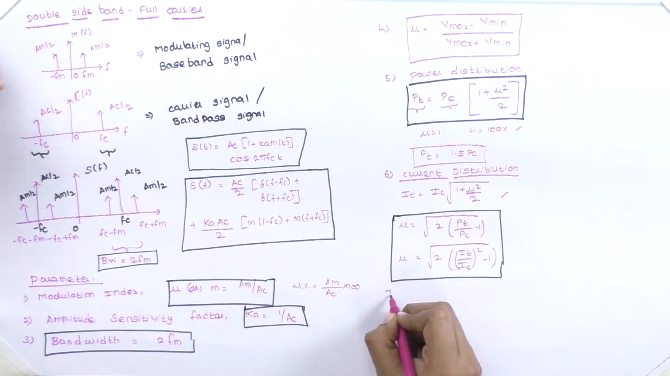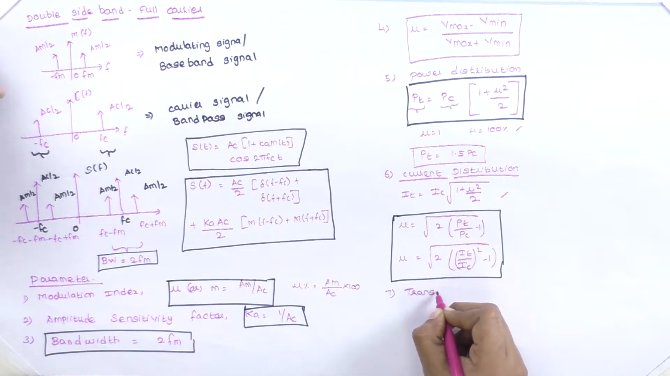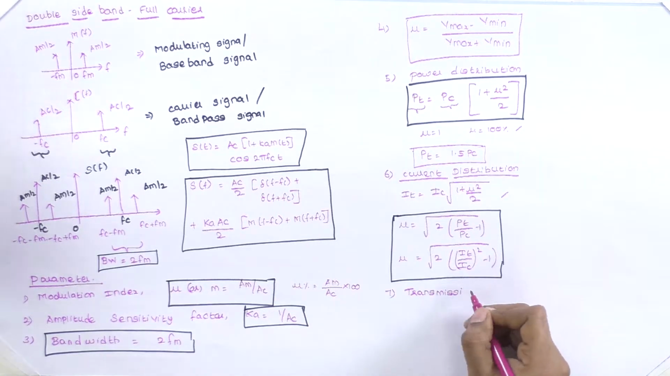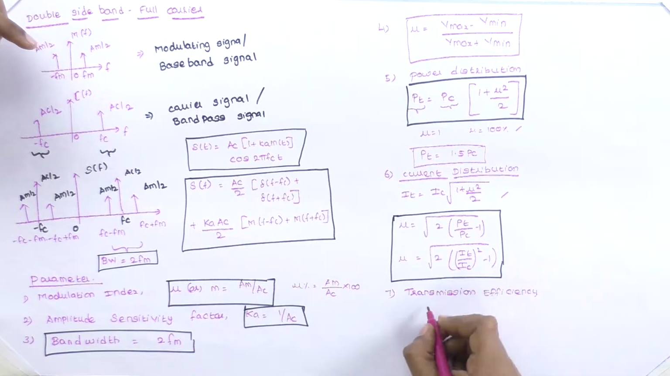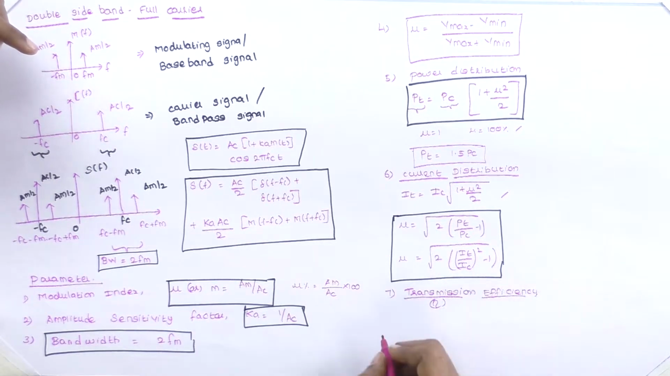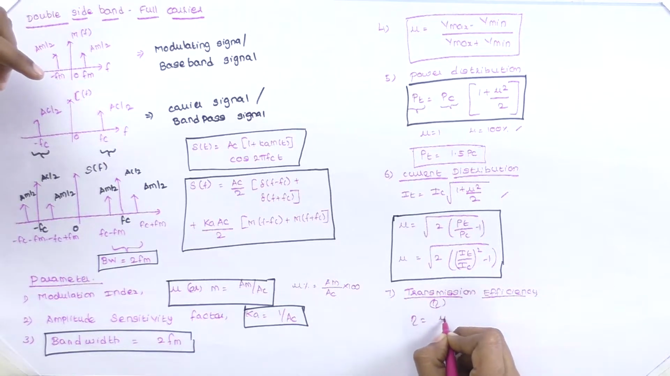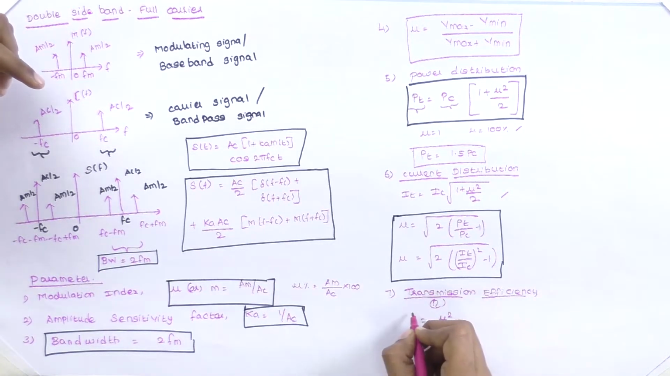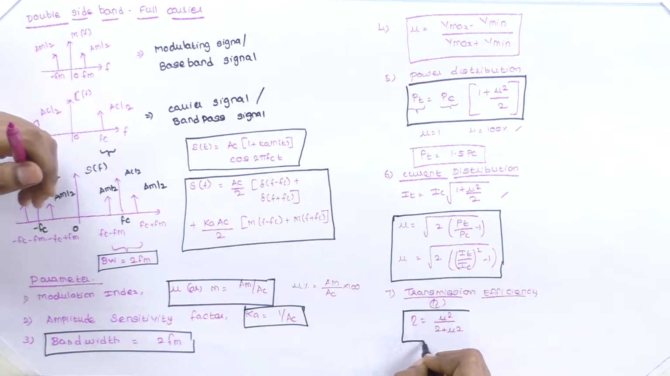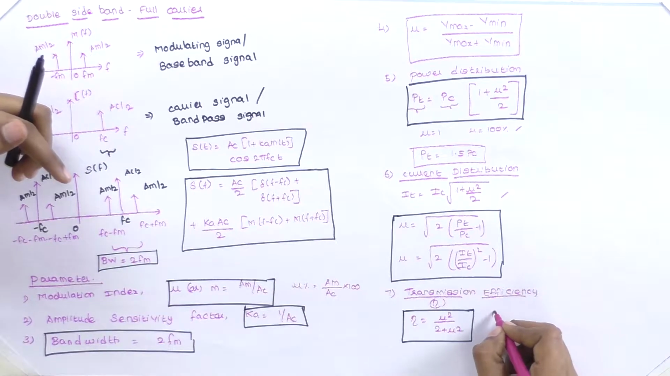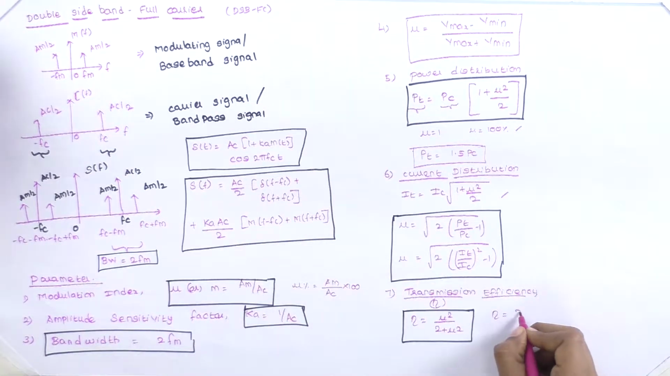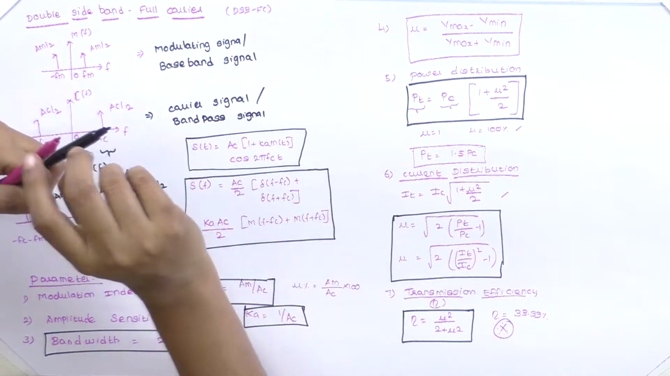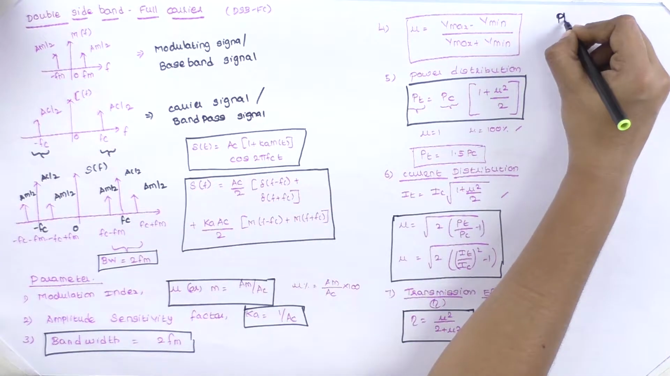And the final important one is transmission efficiency, which defines the amount of useful power in the total power transmitted. It is referred to as eta. So, eta is equal to mu square by 2 plus mu square. From this we have obtained our efficiency in DSB-FC, double sideband full carrier, which is only 33.33%. This is important. And we have seen the phasor representation.